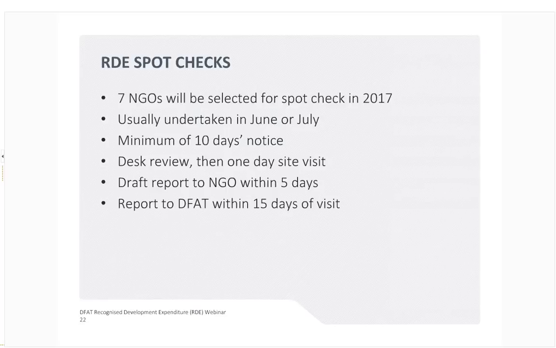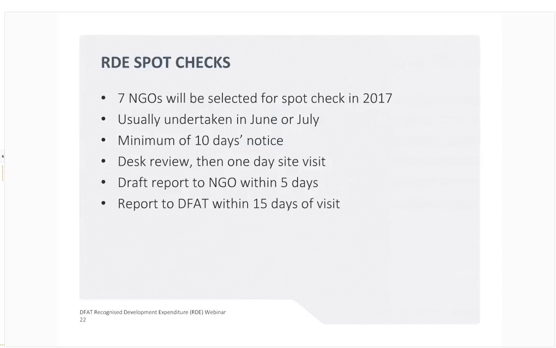The spot checks are usually undertaken in June or July, and Sterling will get in touch directly. So DFAT will advise the NGOs that have been identified for a spot check, and then after that Sterling will get in touch with you to arrange the logistics and so forth for the spot check directly with you. They will provide a minimum of 10 days notice for the spot check occurring.